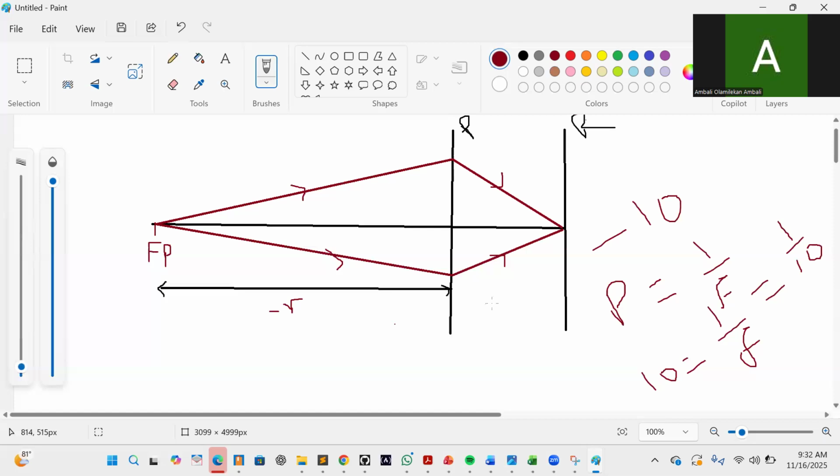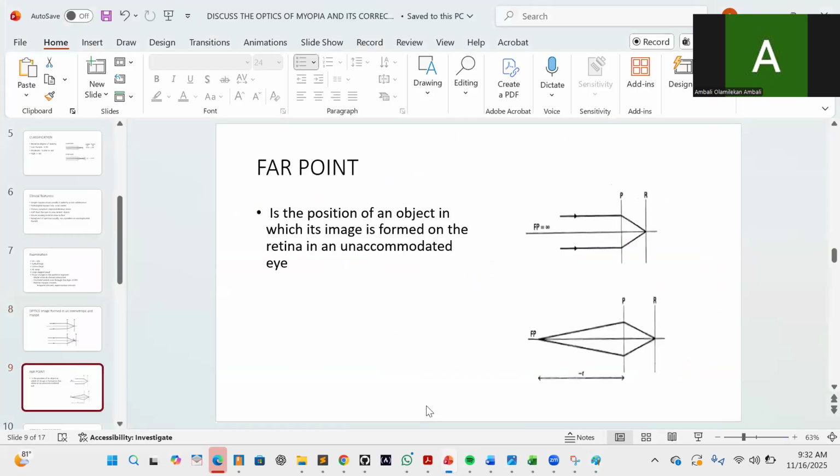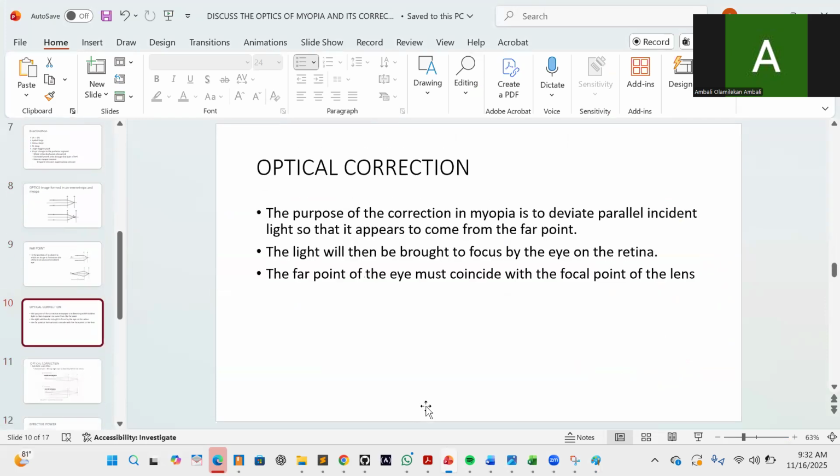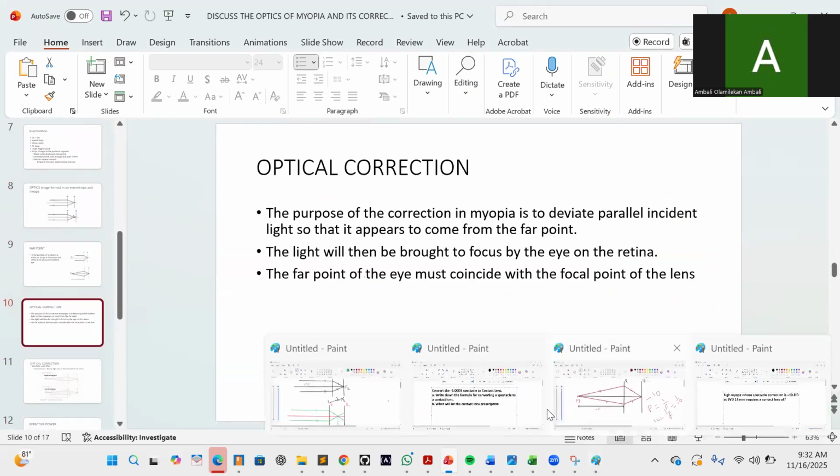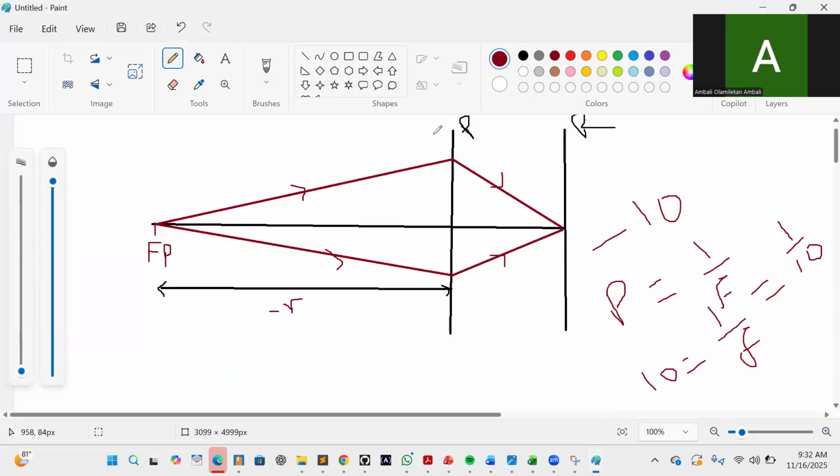So the next thing will be the treatment, which we'll talk about in the next video. Of course I talked about clinical features and everything, and the next thing will now be the correction of the myopia, which we will show in the next video.